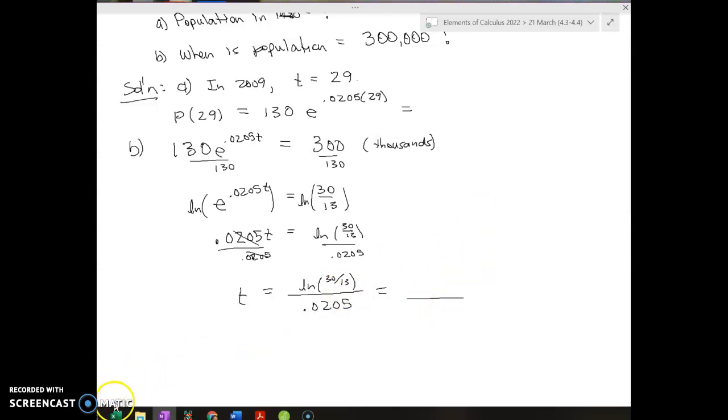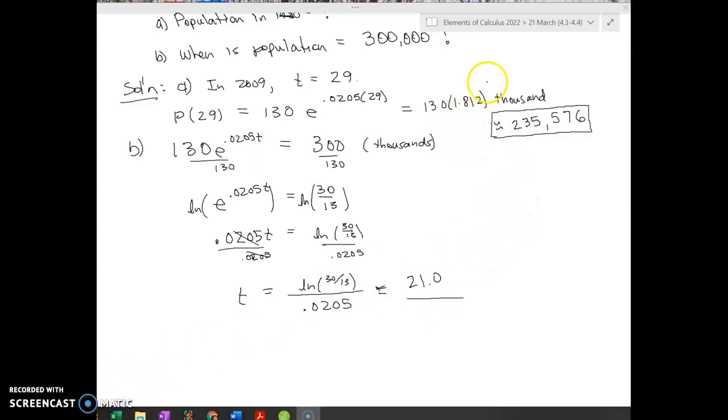So let me go calculate these. Okay, I went back and filled in. For part A, we got 130 times 1.812 in thousands, which came out to a little more than 235,000. And in part B, when I plug that in, I got t equals 21, which is 21 years past 1980. You get 2001, so the year is 2001.